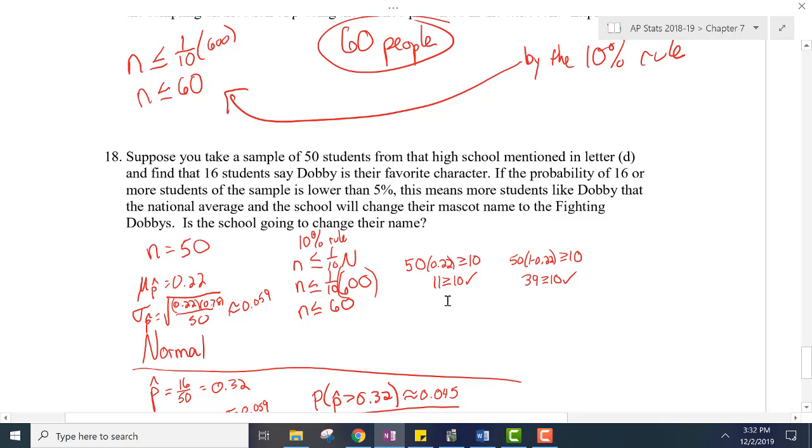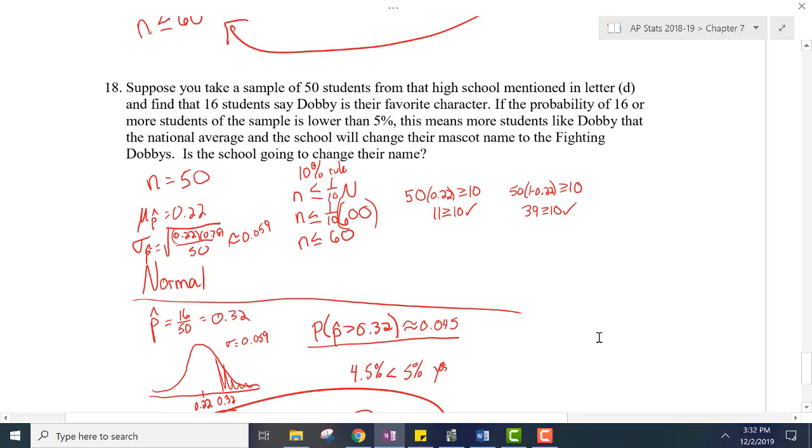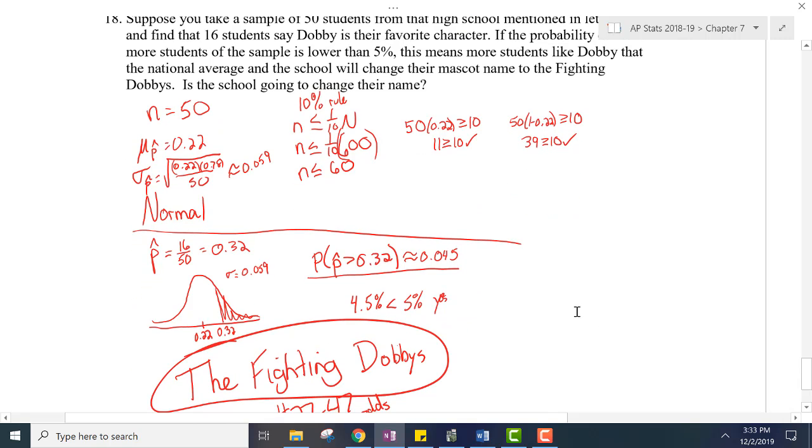We do our tens. So our n times p, and our n times 1 minus p, they're both greater than or equal to 10. So it is normal. Our new standard deviation with a sample of 50 is 0.059. Still not as good as the 150, but not too bad. And 0.22 was the mean. Now, when we're trying to find p-hat, well, p-hat is from the sample. It is 16 over 50. 16 students say they like Dobby out of the 50. So our new proportion, what we're trying to find, is 0.32.